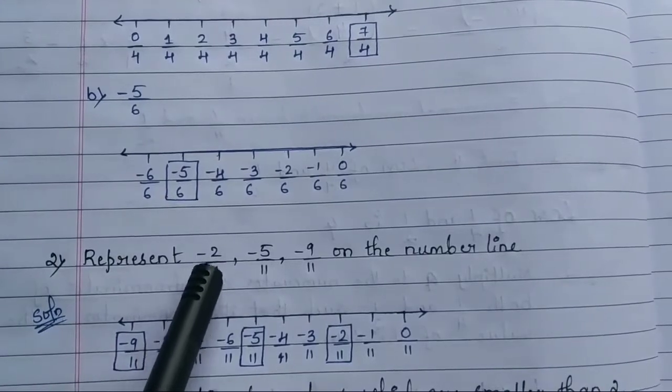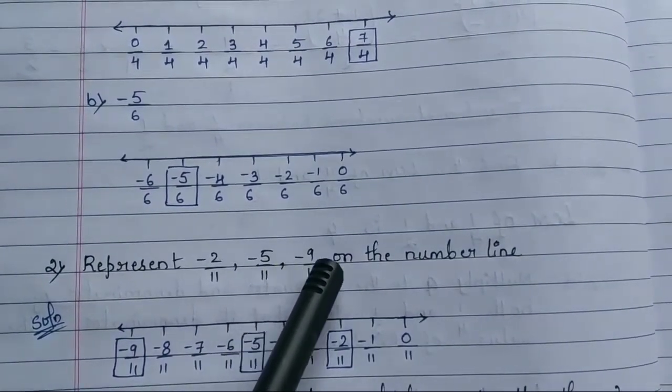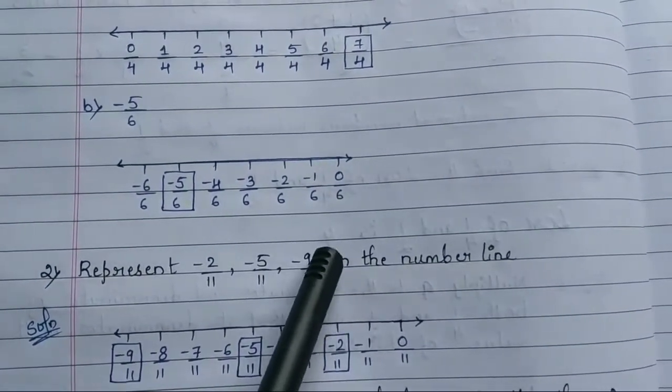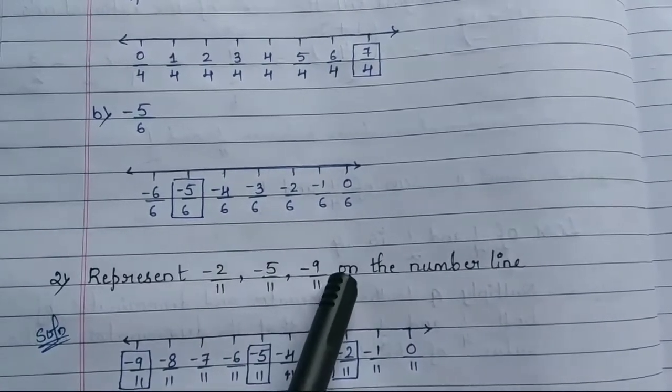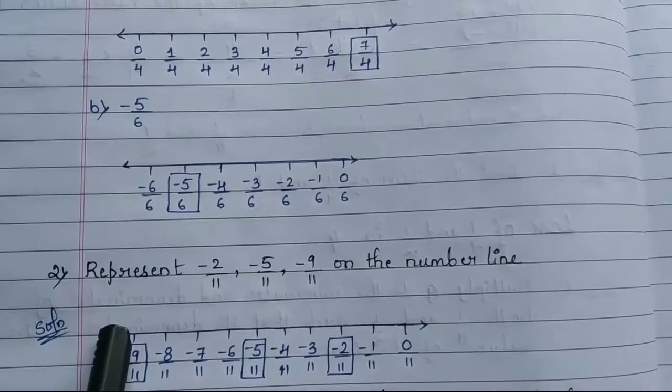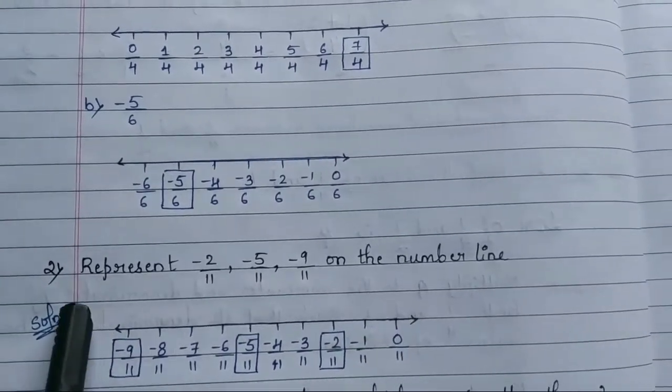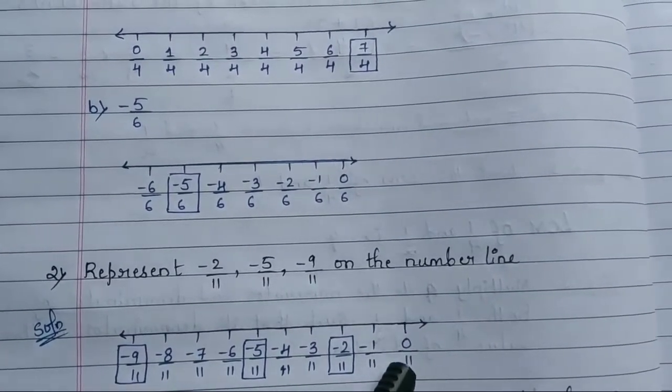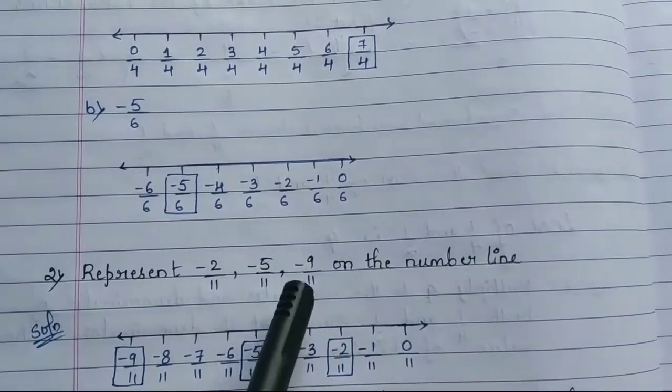Represent minus 2 by 11, minus 5 by 11, minus 9 by 11 on the number line. So here you can see all the three numbers are negative. So what we have to do? We have to use the negative part of the number line, that is from right to left side. So we have to start with the same denominator, that is 11.